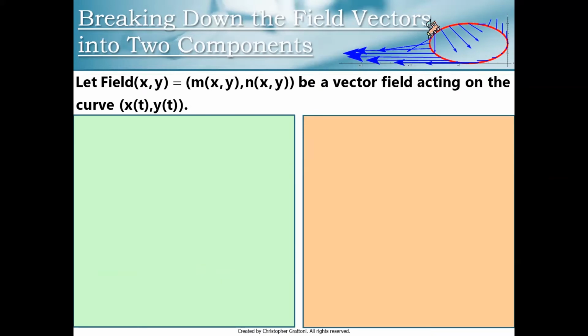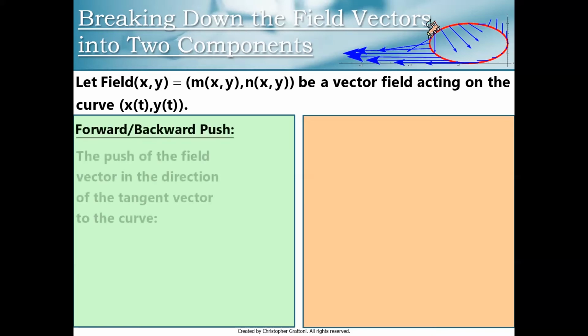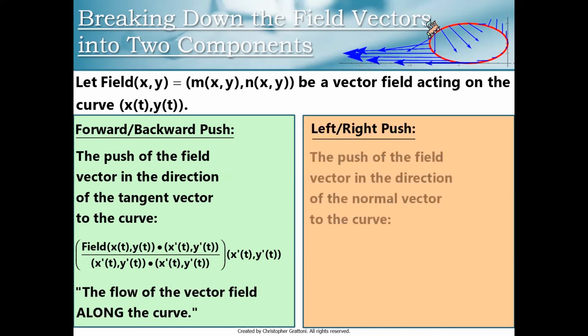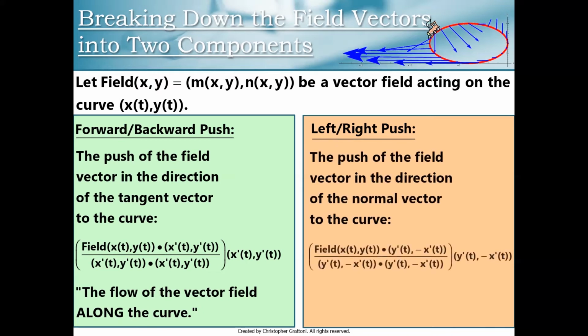All right, so let's look right here. Breaking down field vectors into two components. So let's formalize this idea. We could look at the push of the field vector in the direction of the tangent vector. And honestly, I'm just taking the formula that you learned earlier this year, the push of a vector in the direction of another. And we can also look at the push of the field vector in the direction of the normal vector. And again, it's the same formula from earlier in the course.